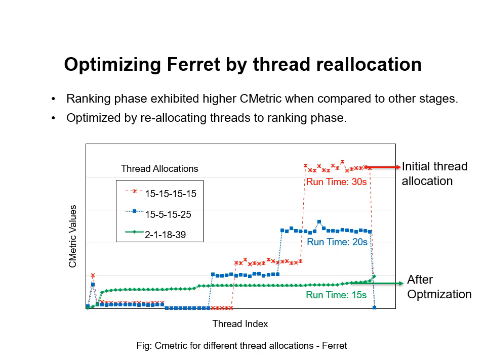As observed in the graph, threads in the last phase exhibited higher CMetric than others. We reallocated threads between stages until we got a uniform CMetric value for all the threads. This eventually reduced the execution time by almost 50%.